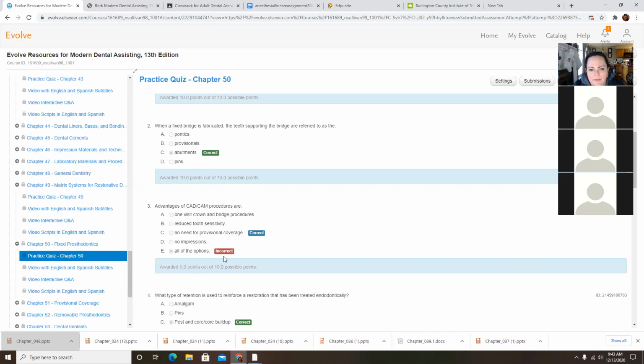I might say false to this because I've been finding a lot of wrong answers in here. So let me just look this up. Oh, so they're saying for their CAD/CAM procedure, they're doing an inlay. All right. Well, if you're doing an inlay, then I guess there's no need for provisional coverage if you're making the inlay right there. But you could do a CAD/CAM procedure for a regular crown too.